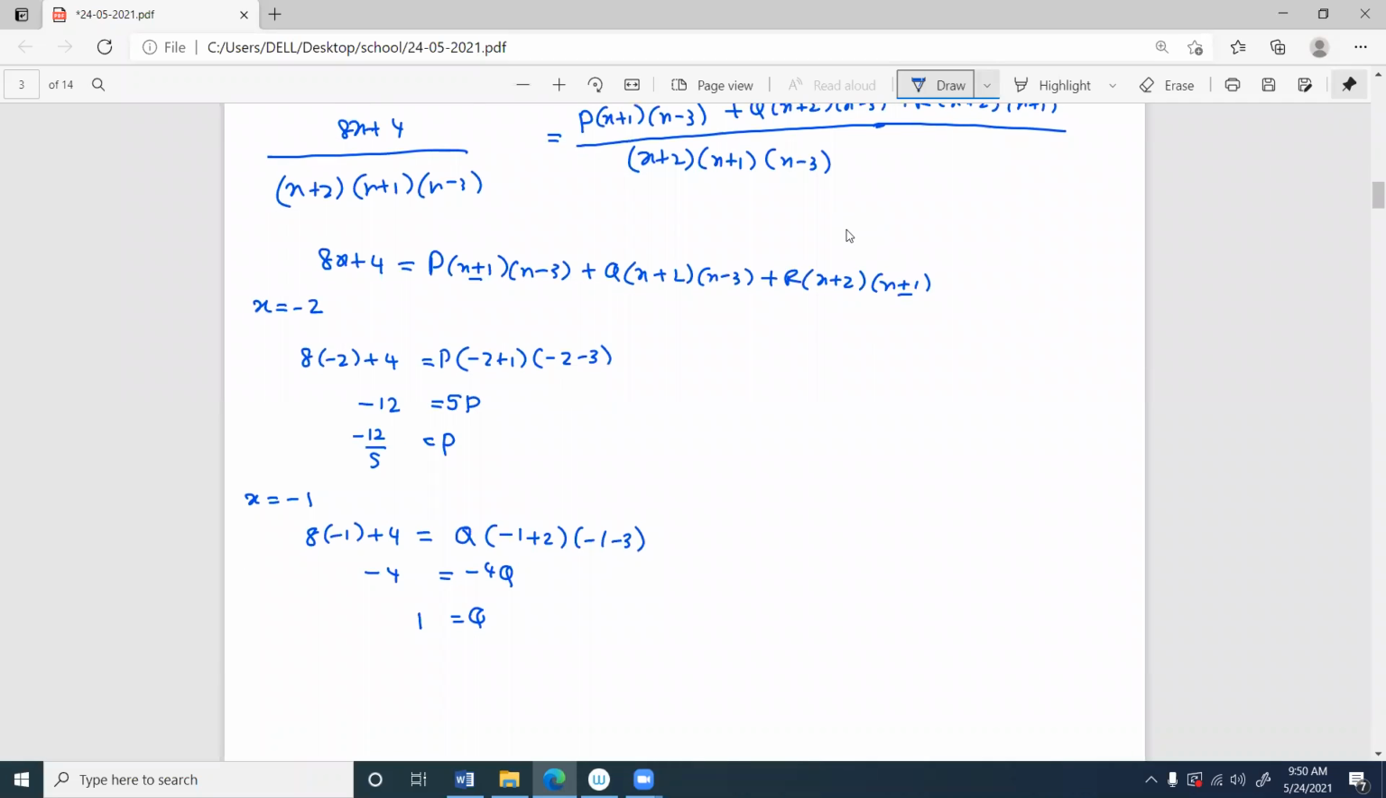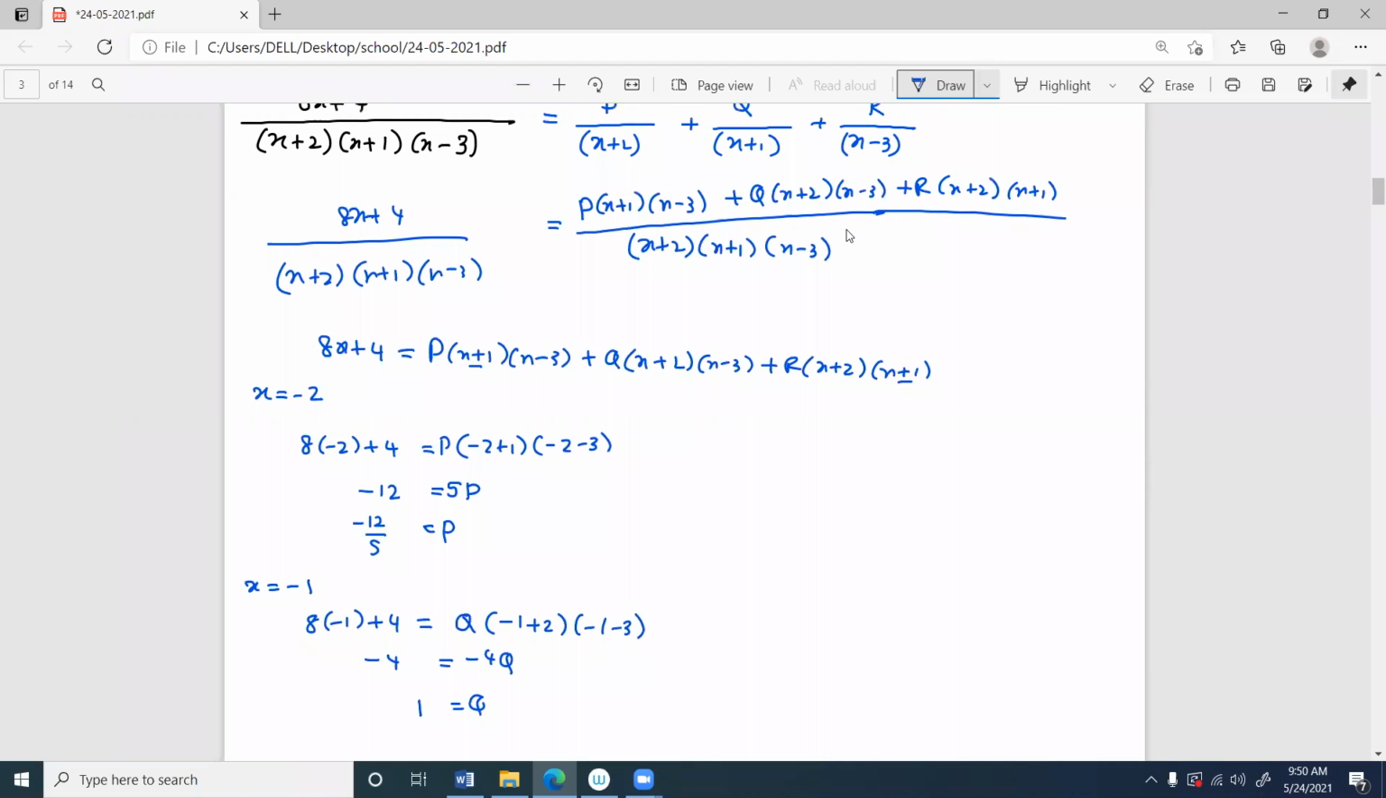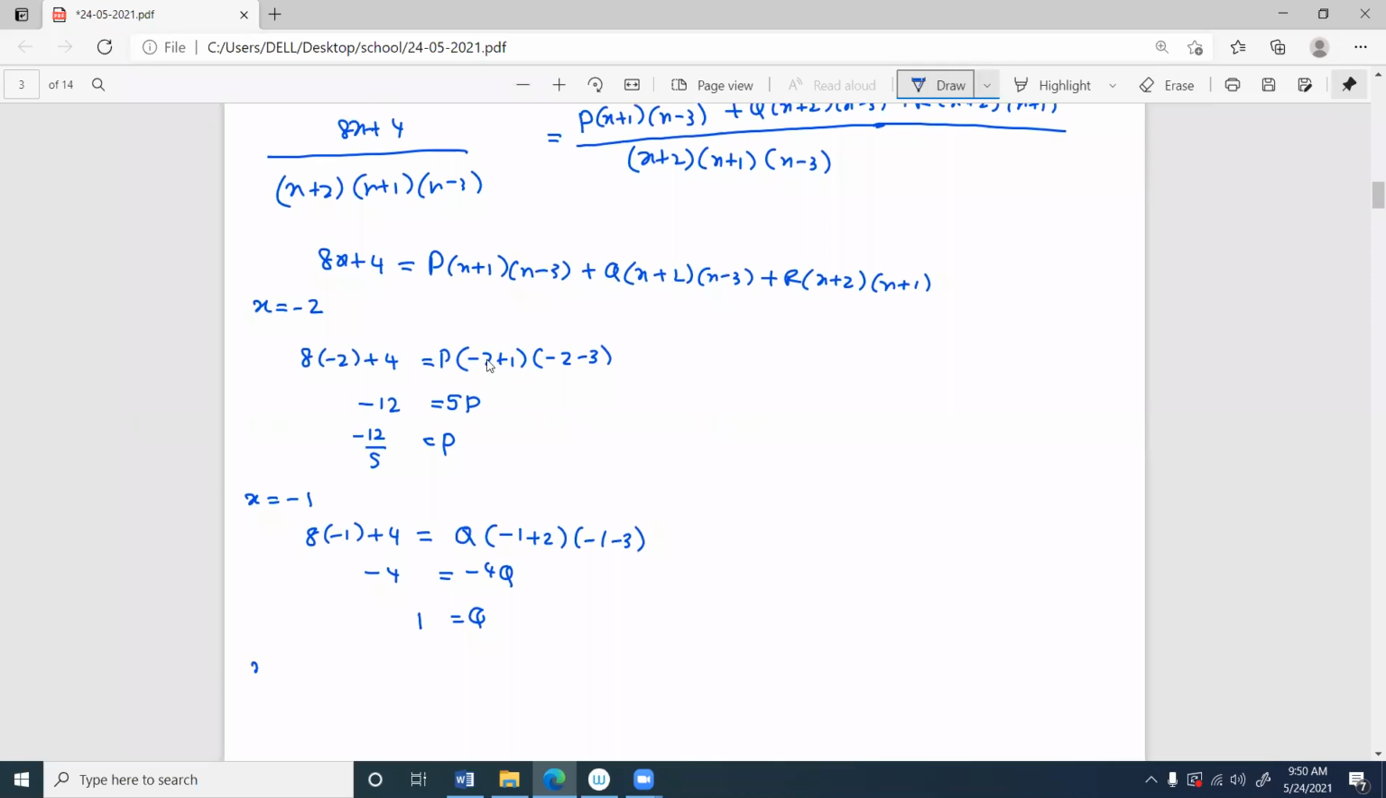Then we can find the value for r. To find r, what can you do? To find r, I need to remove p and q from the expression at once. The common bracket for p and q is x minus 3. Therefore, I just put x equals to 3. But what happened? This becomes 0, so it's not there. This becomes 0, therefore this whole thing is not there.